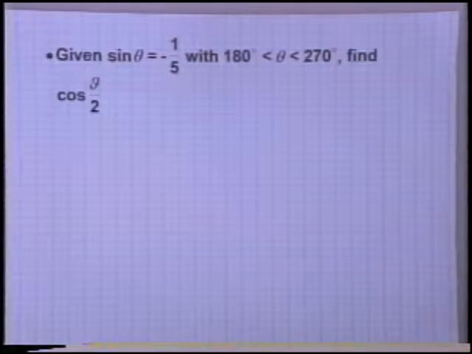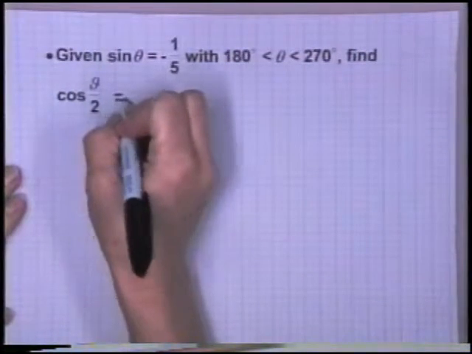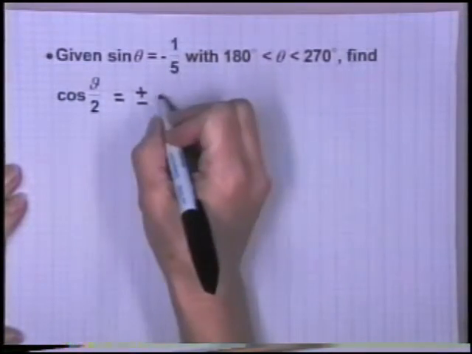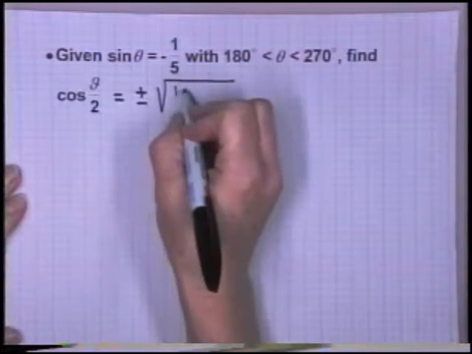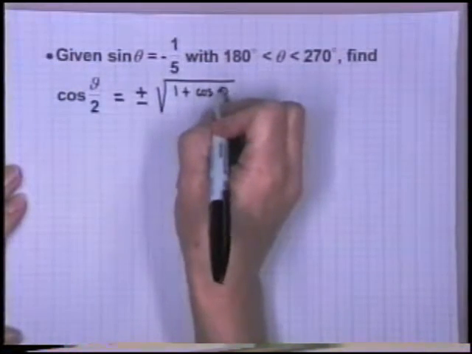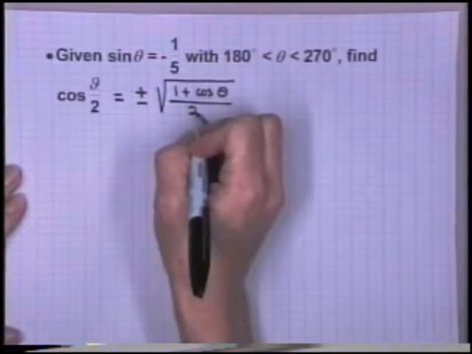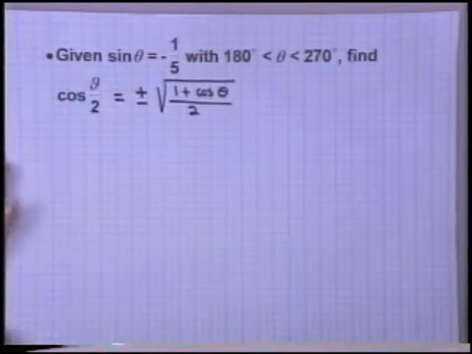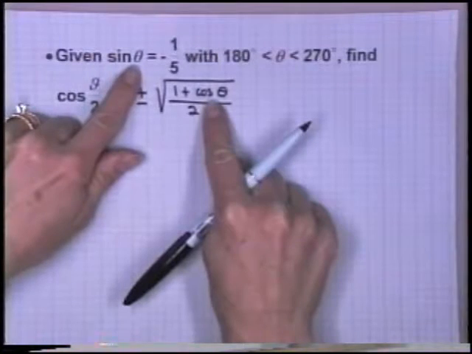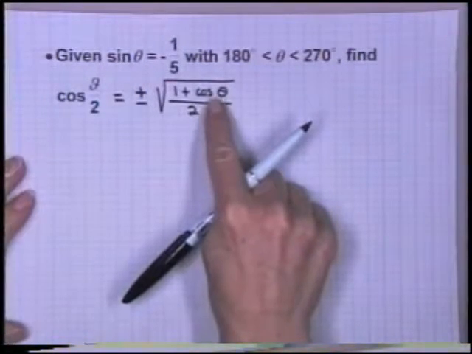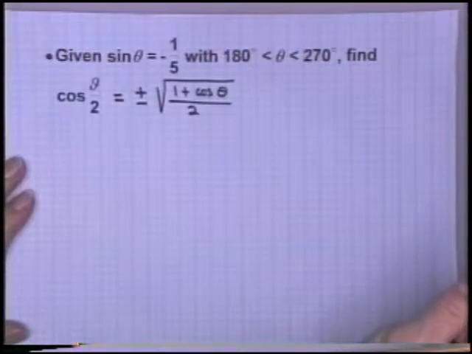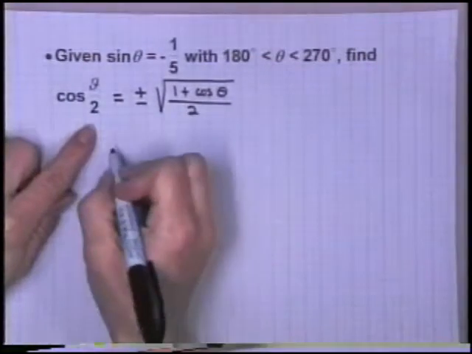Given the sine of theta is negative 1/5, theta is between 180 degrees and 270 degrees, we're to find cosine theta over 2. Okay, well, cosine theta over 2 is plus or minus square root of 1 plus the cosine of theta all divided by 2. Now notice this time I'm not given the cosine of theta. I'm given the sine of theta. But if I know the sine, I can calculate the cosine, can't I? I will do that in a second.